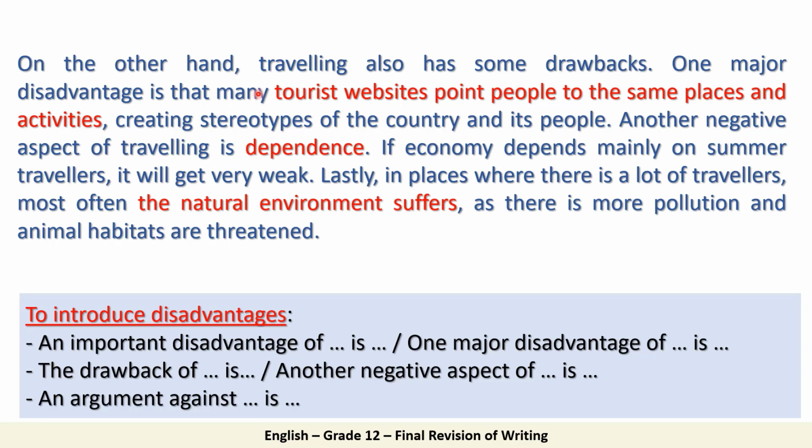This is the third paragraph in which I write all the drawbacks or disadvantages. On the other hand, traveling also has some drawbacks. One major disadvantage is that many tourist websites point people to the same places and activities, creating stereotypes of the country and its people. Another negative aspect of traveling is dependence. If the economy depends mainly on summer travelers, it will get very weak. Lastly, in places where there are a lot of travelers, most often the natural environment suffers as there is more pollution and animal habitats are threatened.